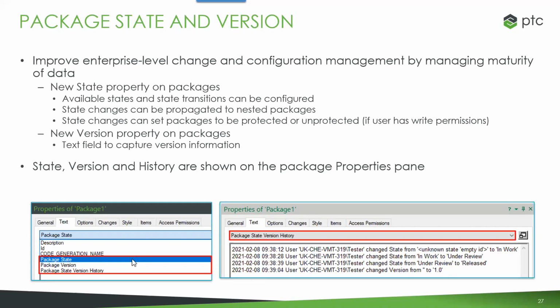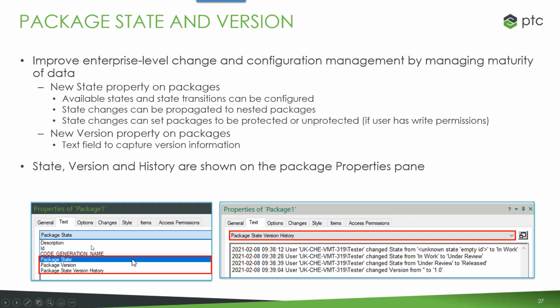We also have a version property added to a package now. So this is a simple text field where you can capture version information as you release parts of your model, your system or your subsystems. You may want to denote a version at that point.